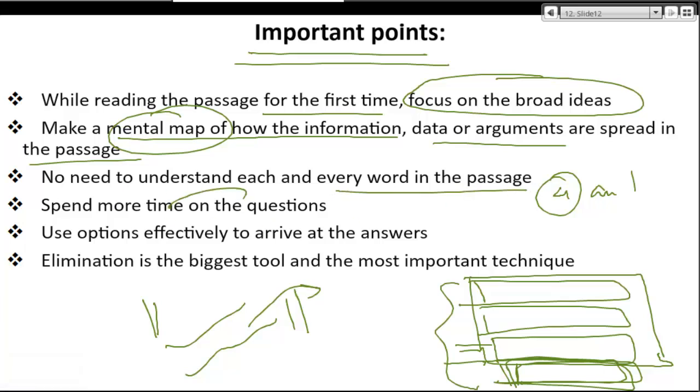Spend more time on the questions, and this is possible, people, only when you are spending lesser time on the paragraph. There are people who take 7 to 8 minutes reading the paragraph.